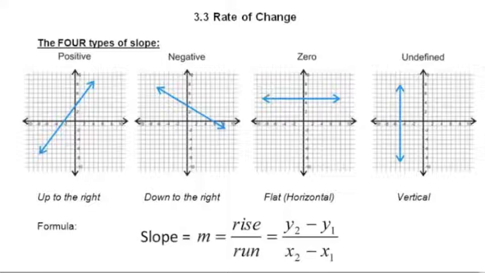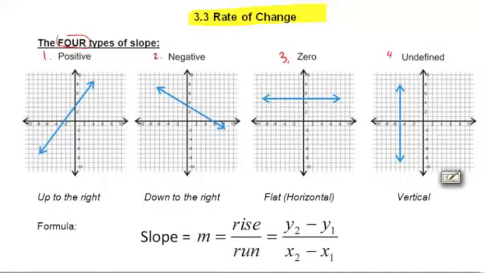Okay guys, welcome back. In this video we'll look at slope and how it pertains to rate of change. So first of all, the big idea with slopes is there are four different types of them. One is positive, second is negative, there is a zero slope, and there is an undefined slope.